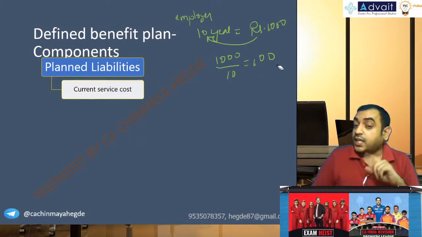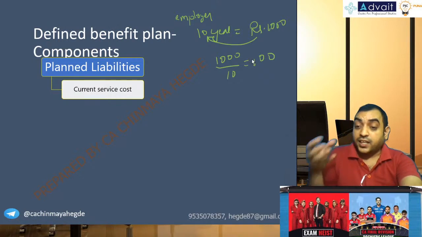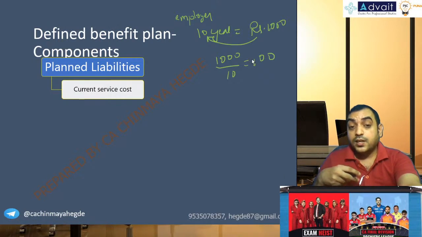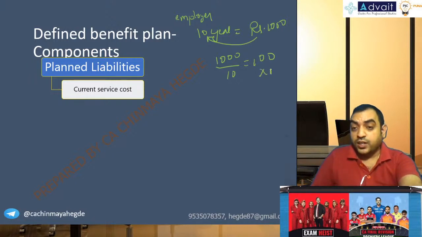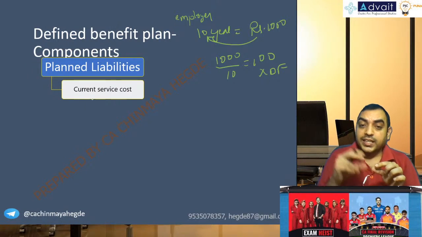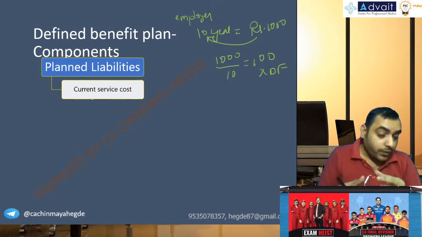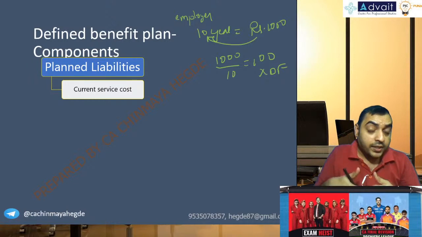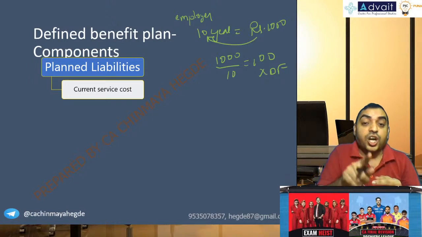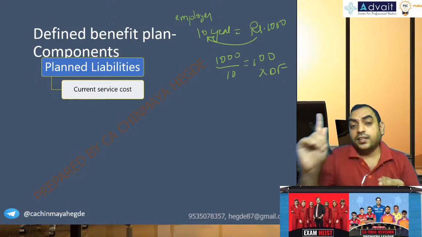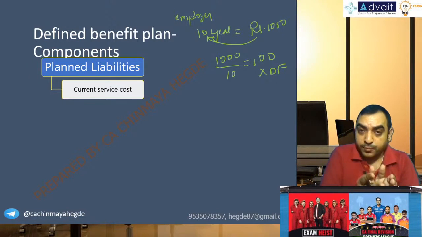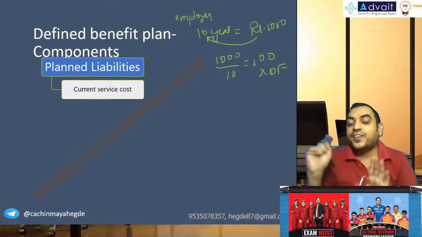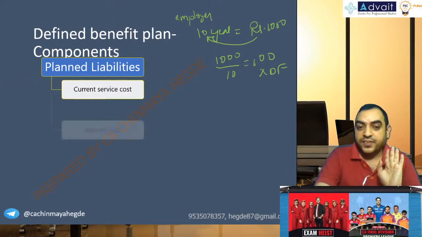But we don't recognize 100 rupees also. This is attributable to the current year. But when it is paid after 10 years, we should apply a discounting factor for this. So current service cost is the expense attributable to the current year but discounted by considering the payment period. So attributable to the current period, but the present value of cash flows is called current service cost.